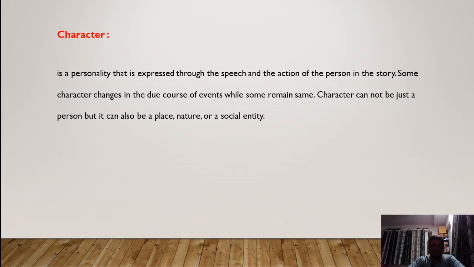Static character is one which does not change throughout the story, remains the same, whereas a round character is one who shows some kind of change in attitude and behavior by the end of the story. The character can not be just a person, but it can also be a place, nature, or social entity.